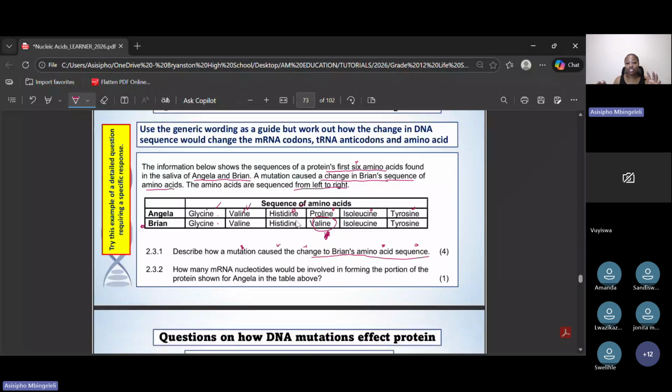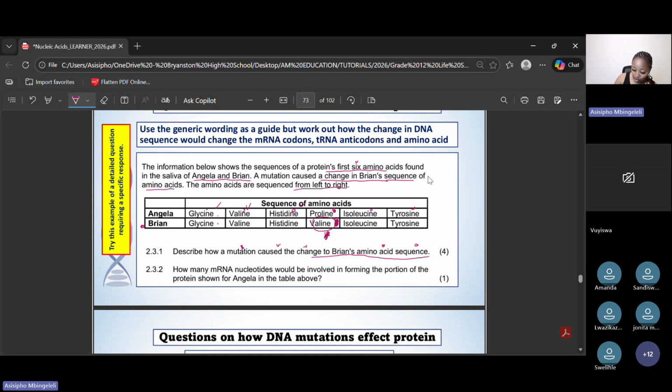Now, you're not going to just say different amino acid being formed. Which amino acid? Valine. It was supposed to be proline, but valine is the one that got formed here. Now, since there is a different amino acid being formed, that means there will be a different protein being formed. That's 4 marks.